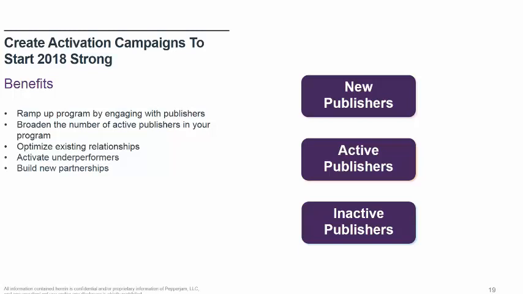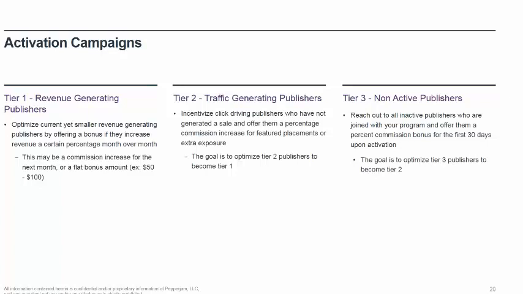I'm going to go over a few examples of how to run an activation campaign, but you can always adjust this based on how you'd like to do your own. We're going to separate publishers into tiers. The first tier is for revenue generating publishers. For these publishers, you might want to optimize by giving them a bonus if they reach a certain revenue threshold for the month or month over month. Maybe give them a flat bonus, or a commission increase for the next month, so it gives them some extra motivation to generate sales for the program.